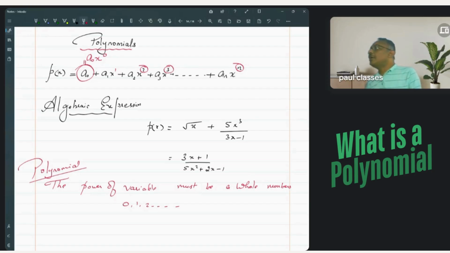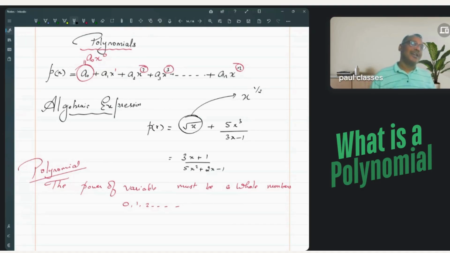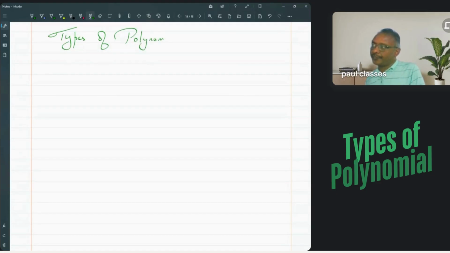Can you tell me what is the power of x here? It's 1 by 2. And this is not accepted. It doesn't work. Now there are different types of polynomials. The first type is called a constant polynomial.